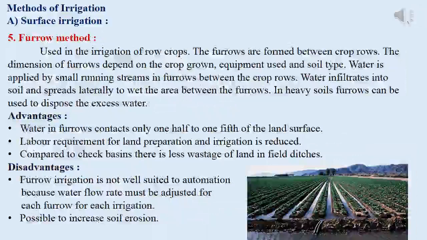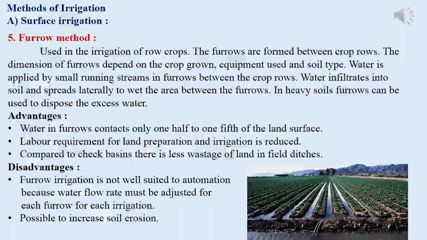Next is the furrow method. It is used for irrigation of row crops. The dimensions of furrows depend upon the crop grown and the soil type. Water is applied by small running streams.